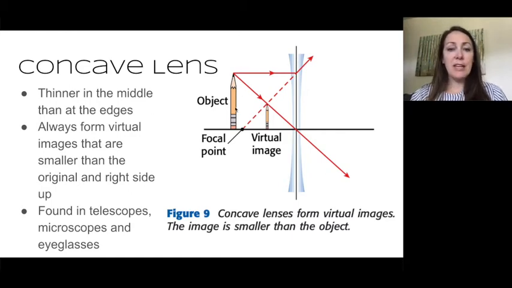So look at this picture. Here's our object. What we see is a right side up, smaller image, okay? These are found in telescopes, microscopes and eyeglasses, which all make sense because you're trying to see more. You're trying to see something clearer, sharper, and in better focus, okay? So it's going to give you the ability to focus that light to produce a smaller and right side up image.